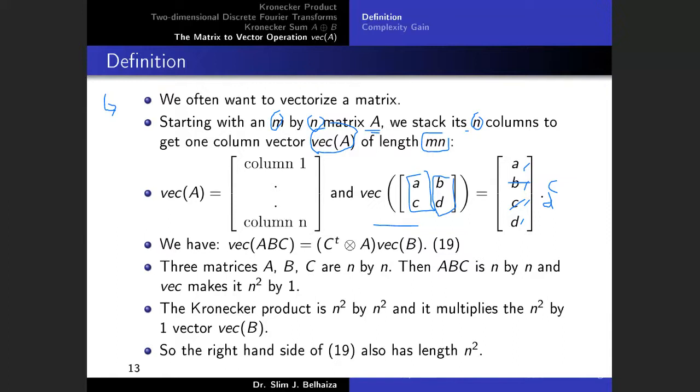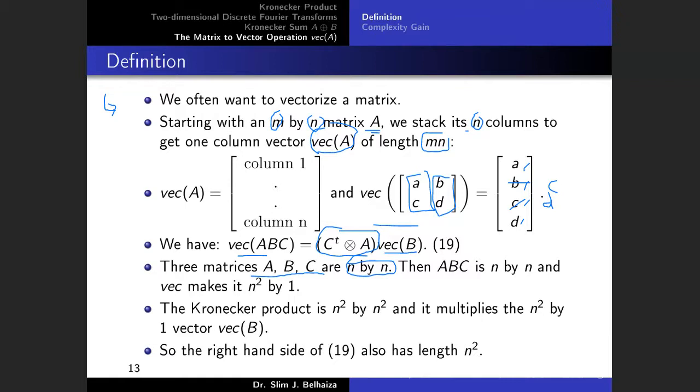So, in fact, we have this property that the vectorization of A times B times C, by the regular matrix product, and we are assuming here that the three matrices A, B, and C are n by n, they are square matrices of the same size, is equal to the Kronecker product of C transpose by A times the vectorization of B. And this is very useful.